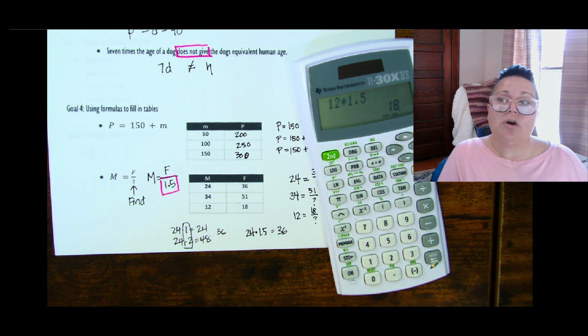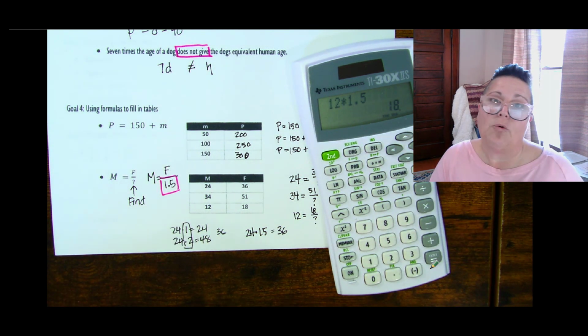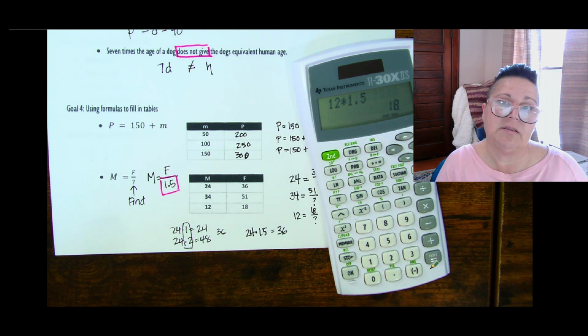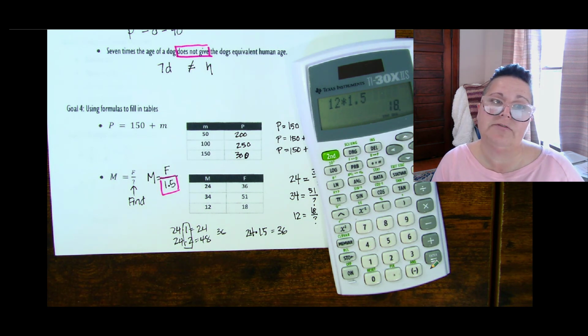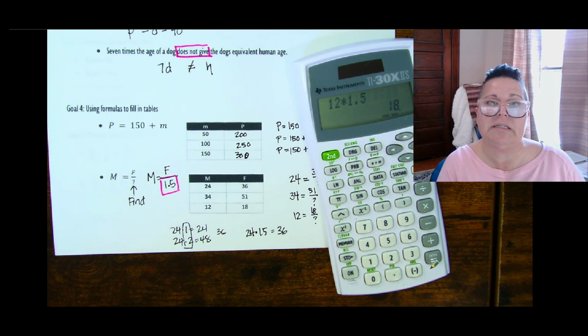All right. So we have covered the 4 goals for this section. We've read through some tables and graphs. We've talked about the beginning vocabulary for algebra. We've looked at some of the language translations, and we've used some formulas to fill in tables. If you have any questions about this information, please let me know.